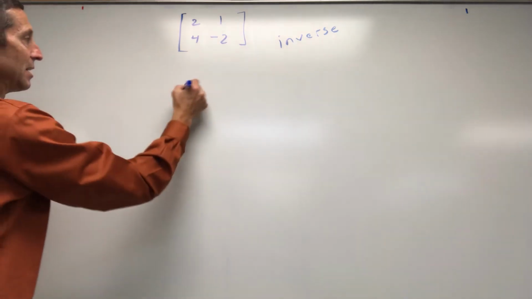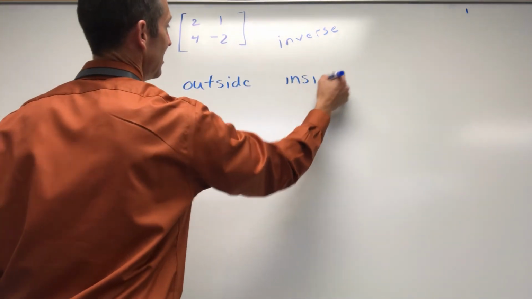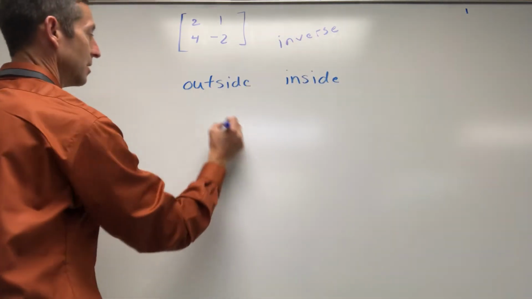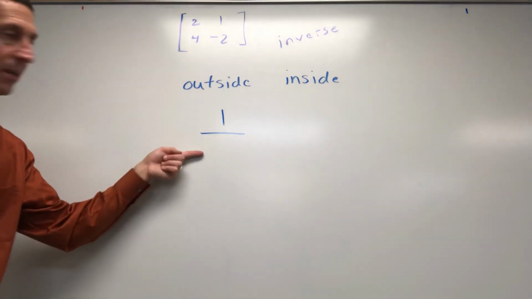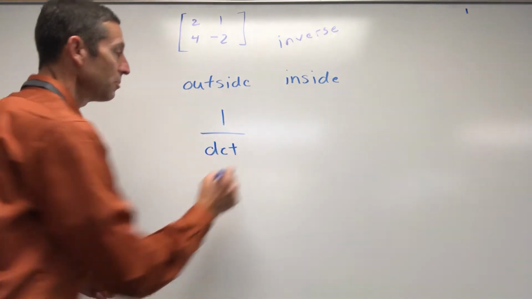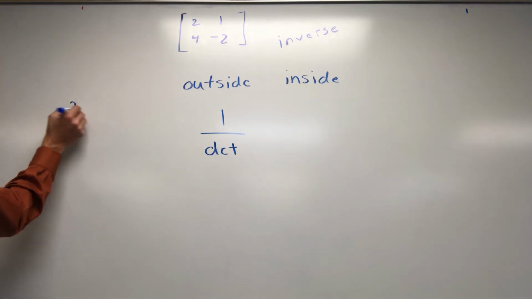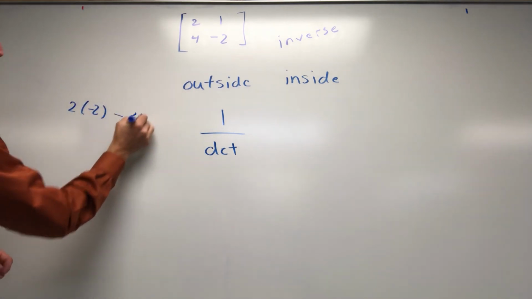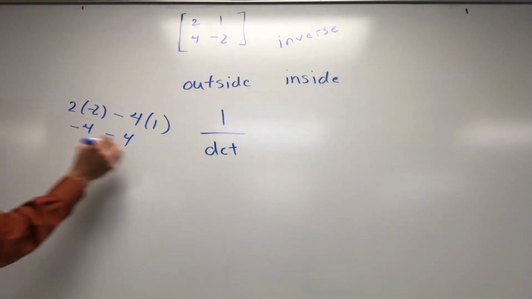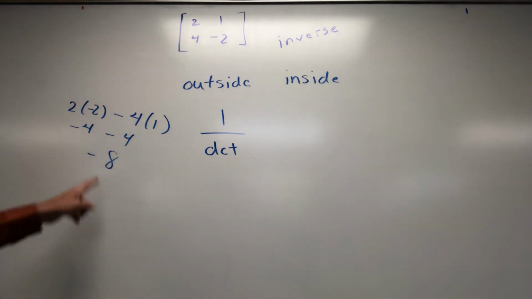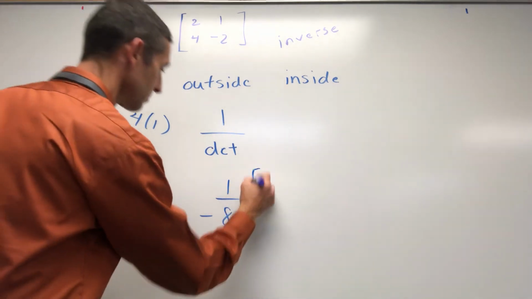Okay, we've got to find the inverse. And remember, every inverse is made up of an outside and an inside. Outside is always a fraction, 1 on top. The determinant makes up the bottom. So determinant, let's run it. 2 times negative 2, 4 times 1. So it looks like my determinant is going to be a negative 8. So I got 1 over negative 8.